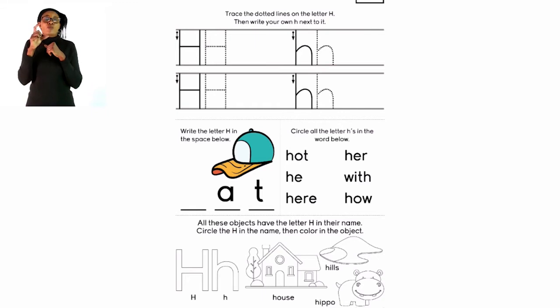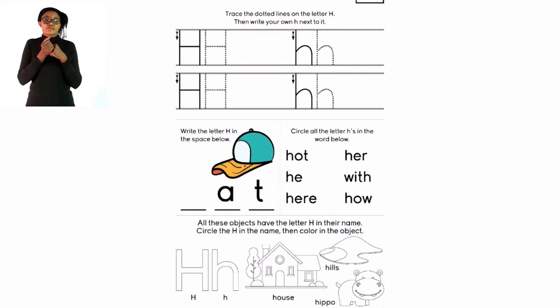We move to the small letter H. There you will have a solid H again and a dotted H. So you have to go trace on the dotted line the H. And next to it, you practice the H on your own. So that is what you must do there.